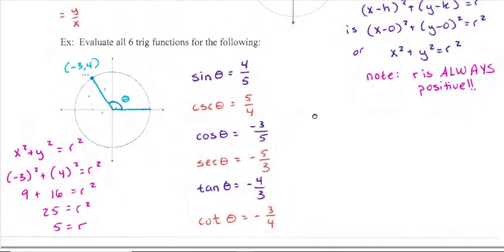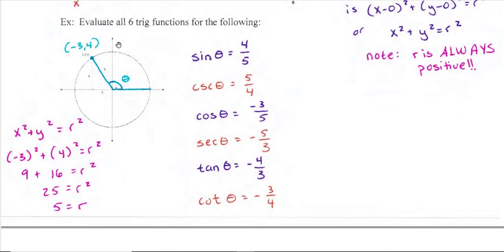Keep that in mind. So for example, if we wanted to evaluate all 6 trig functions for this central angle that I drew right here for this random ordered pair, -3, 4, well, using the equation of the circle we found, the x value squared plus the y value squared will give me the radius squared. I get -3 squared plus 4 squared equals r squared, which gives me 25 as r squared. Now, whenever you solve for r and you take the square root, you have to take plus or minus, so we get two answers, positive 5 and negative 5, but we just said r is always positive, so r is going to be equal to 5.